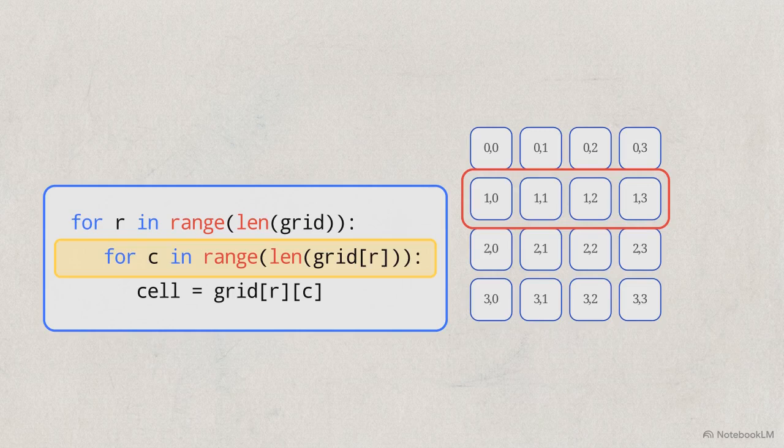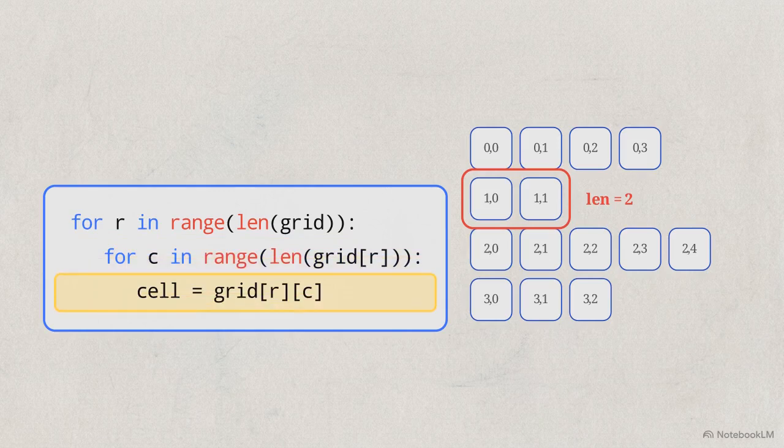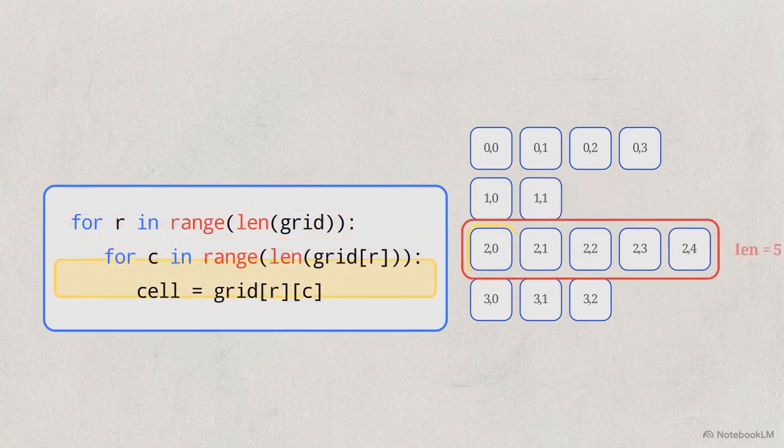By formatting the inner loop as len grid r, the code calculates the exact length of the current row. This ensures the loop successfully sweeps every item, even if the data matrix is jagged and not a perfect square. Pause the video here.